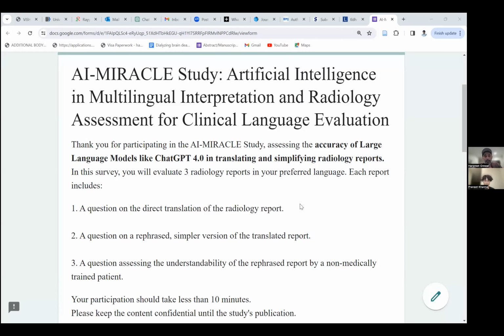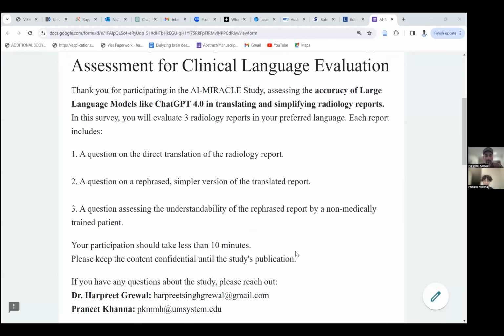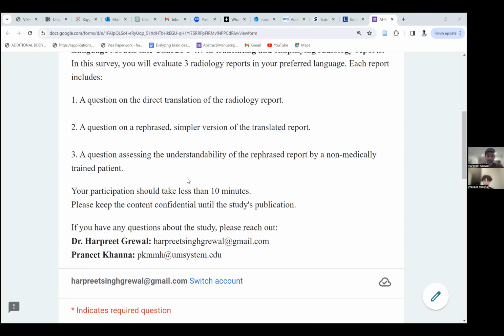Thank you for participating in our AI Miracle Study, Artificial Intelligence in Multilingual Interpretation and Radiology Assessment for Clinical Language Evaluation. So basically in this study, we are going to be feeding English reports to ChatGPT and ask it to translate into a direct translation of the radiology report into a couple of different languages. And then we will have a question to assess the direct translation, a question to assess the rephrase translation, and a question to assess the understandability of the rephrase report by a non-medically trained patient. This should take less than 10 minutes.